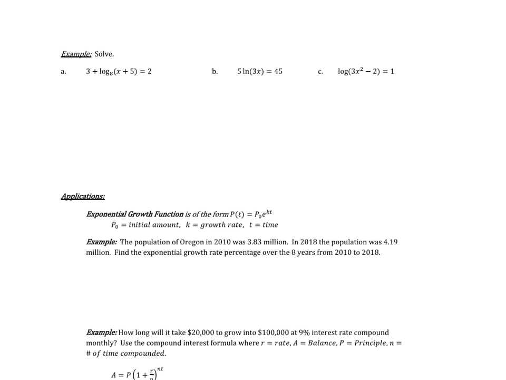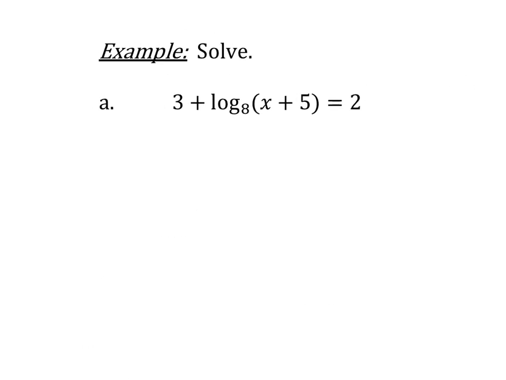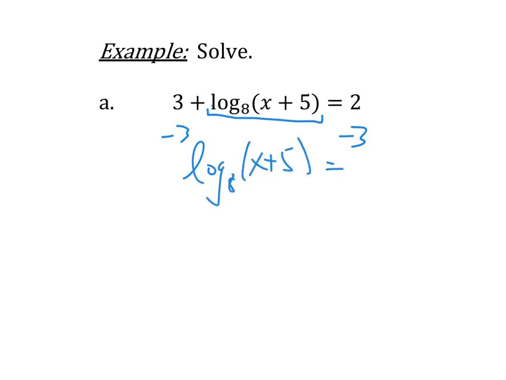So let's try a couple of these just to kind of wrap this up here. So just the reverse of exponentials. We want to get the logarithm all by itself, and then we're going to change it into an exponential. Okay, so get that 3 out of there. So log base 8 of x plus 5 equals negative 1. Now it's time to change it. So 8 to the negative 1 equals x plus 5.